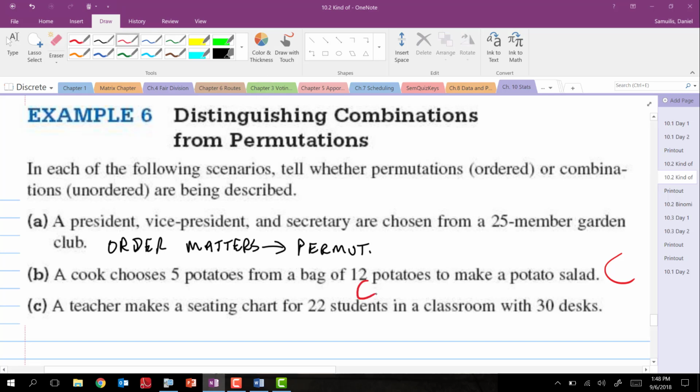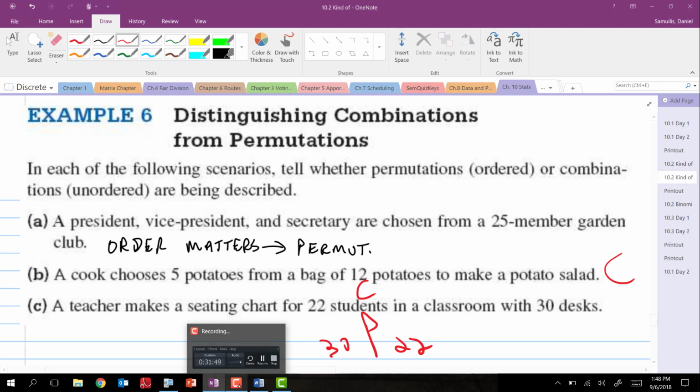A teacher makes a seating chart for 22 students in a room of 30 desks. Think about a seating chart. When I give the seating chart to the sub, does it matter what seat you're sitting in? Does order matter then? I changed the order. You're in a different seating chart. This matters. This would be a 30P22. That's a permutation.